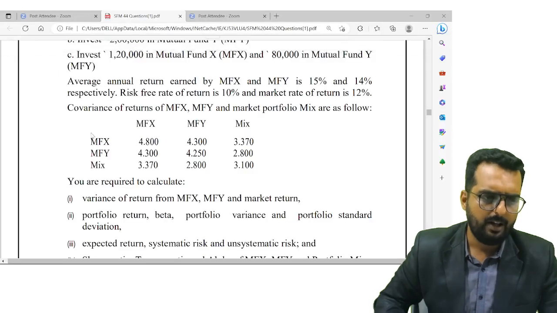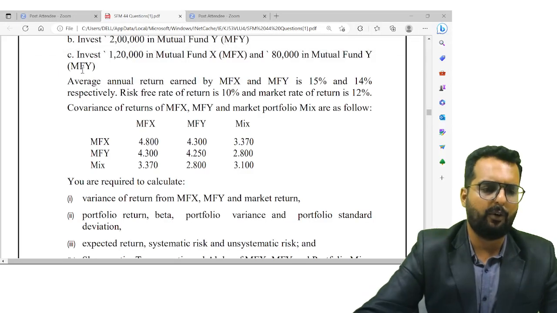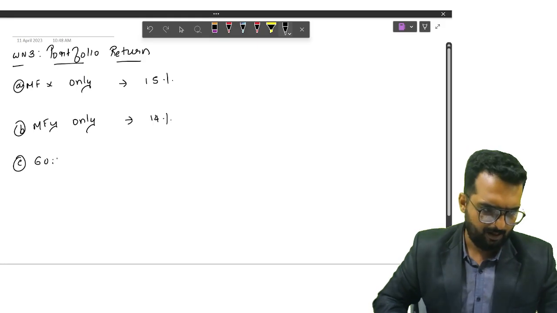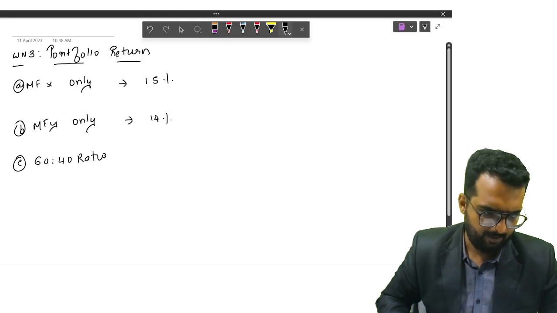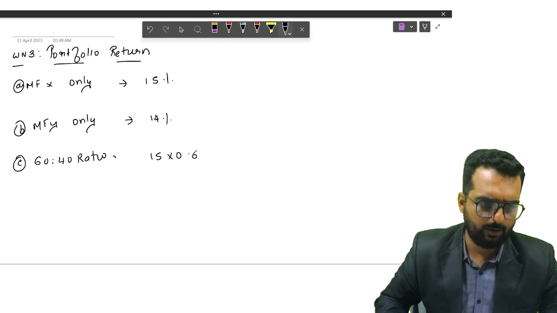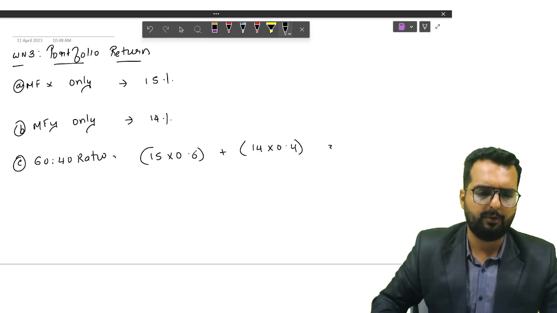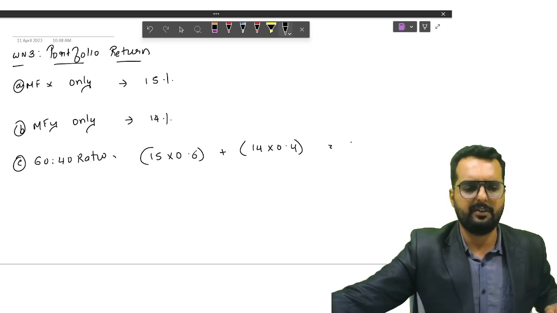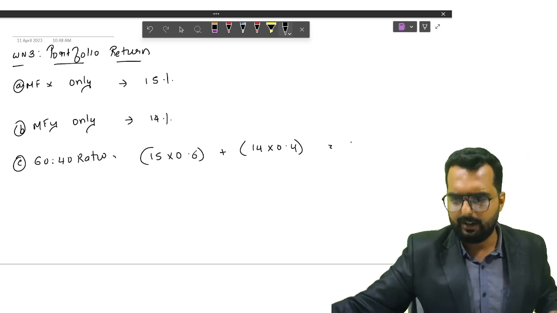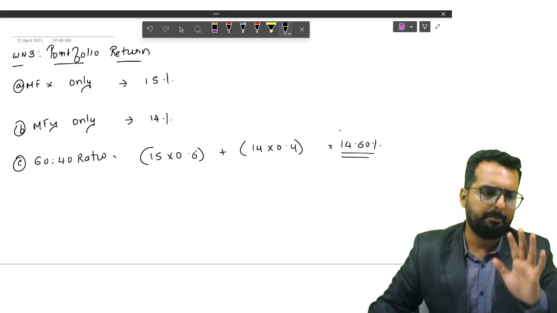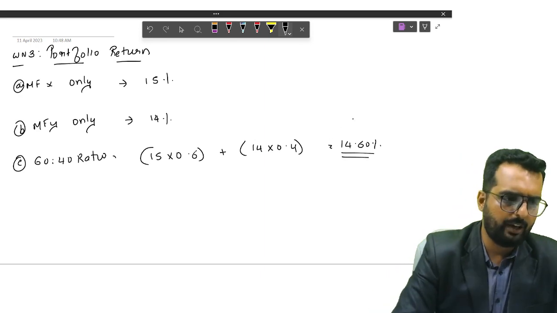Am I right? Okay. Last one is going to be 60-40 ratio, correct? 1 lakh 20 and 80. So here the formula would be 15 into 0.6 plus 14 into 0.4. Tell me, friends, when you do like this, what is the answer you get? Do you get the answer as 14.6%? So we have got the combined return. Can I go to the next part now?